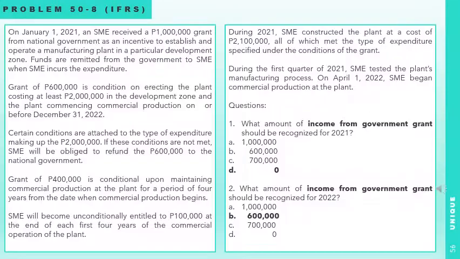So for question number 2 in problem 50-8, what amount of income from government grant should be recognized for 2022? Our choices: letter A, 1 million; B, 600,000; C, 700,000; D, 0.